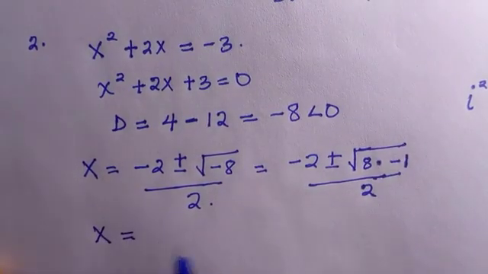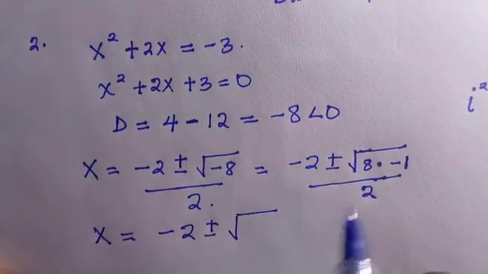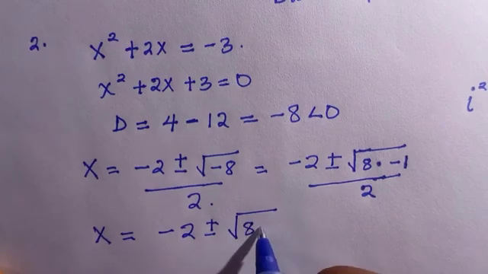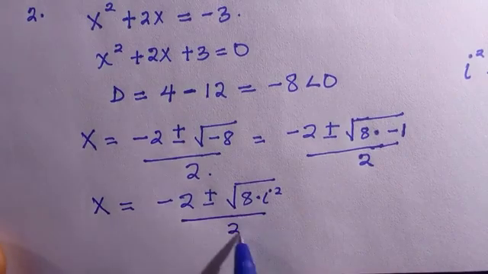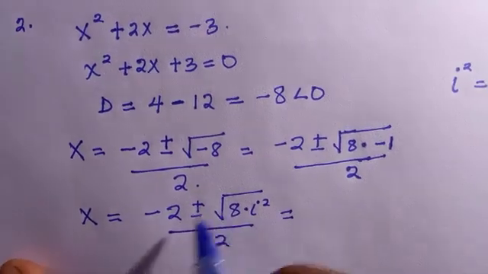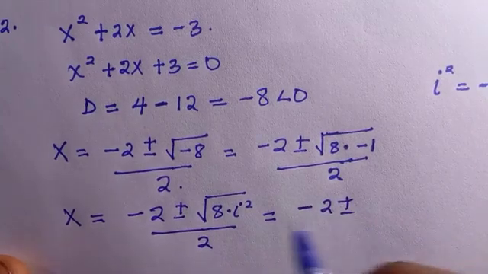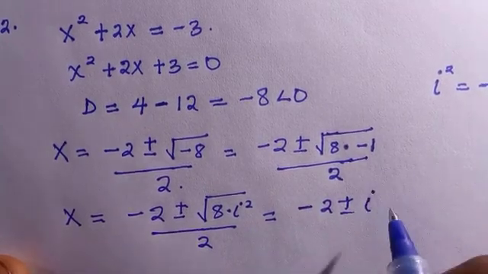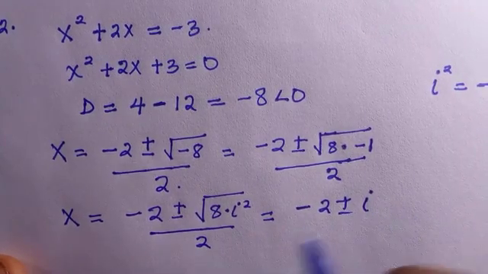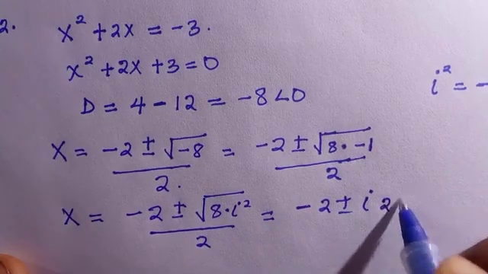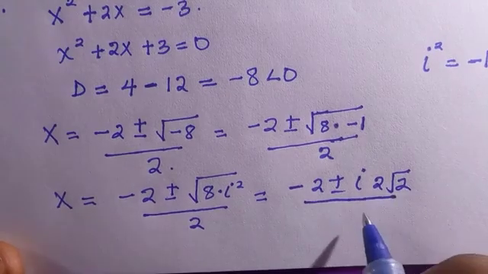Then we have x equals minus 2 plus or minus the root of 8 multiplying i squared, divided by 2. So this equals minus 2 plus or minus, when we separate this into individual roots, the root of i squared reduces to i, and this root 8 reduces to 2 root 2, and all divided by 2.